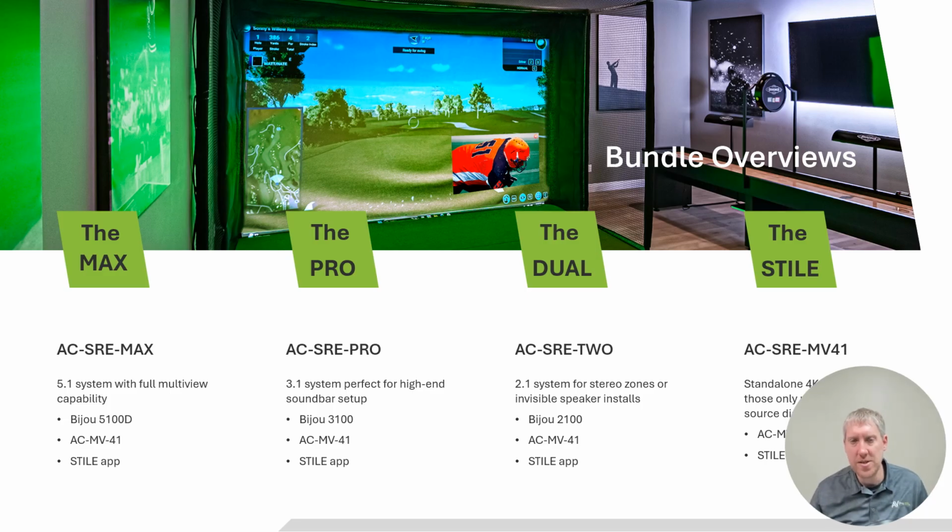So here are the different packages. We've got the Max, which is the 5.1 system with the full multi-view capabilities. So we've bundled this with the Bijou 5100D amplifier, of course the ACMV41, and then the Stile app for control. And then the Pro steps it down in terms of audio channels, but the performance is just the same. So we've stepped it down to a 3.1 system, perfect for a high-end soundbar setup. And then the Dual, which is a 2.1 system for stereo zones, invisible speaker installs, all of that kind of stuff. And really just swapped out the Bijou to a 2100.